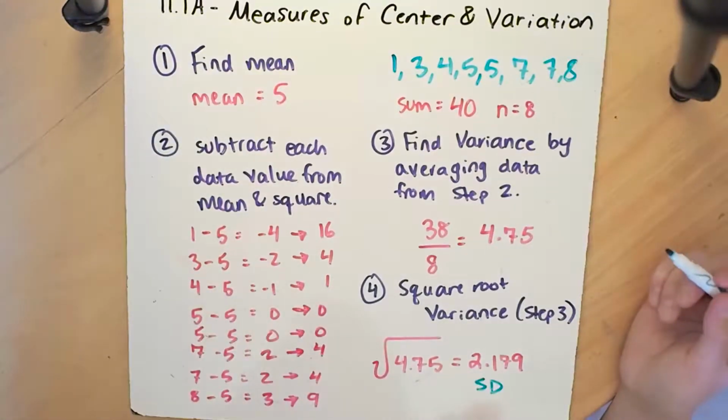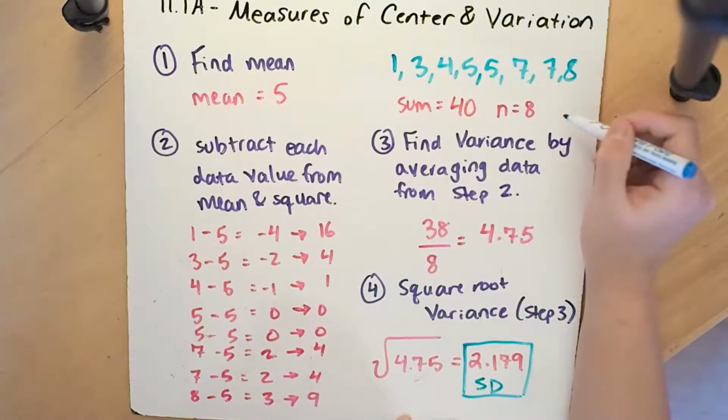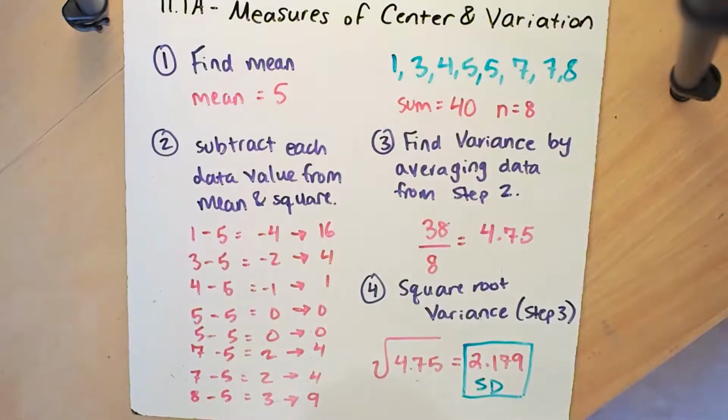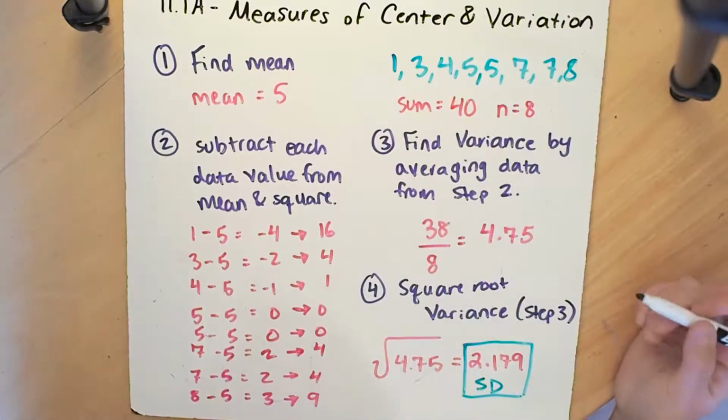Let's interpret what this means. The standard deviation is 2.179. That's saying that in this data set, the mean is 5, and the average difference in that data set from the mean is around 2.179. This is a pretty low standard deviation.